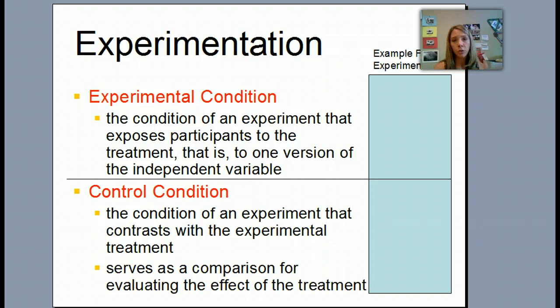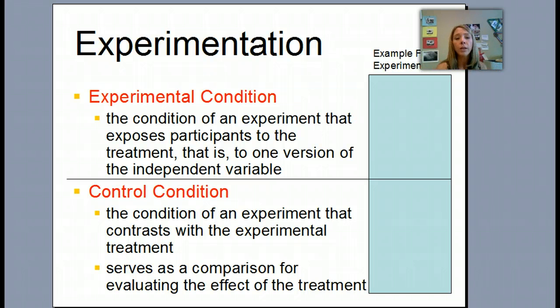So let's go back to our teachers. We've got 60 of them. For the experimental group, I'm going to take them and break them into three groups, so 20, 20, 20. The experimental group is the ones that are exposed to the treatment, in this case, the coffee. So they have one version of the independent variable, which is going to be the coffee or the decaf or the no coffee. Those are the people that I'm changing the variables with.